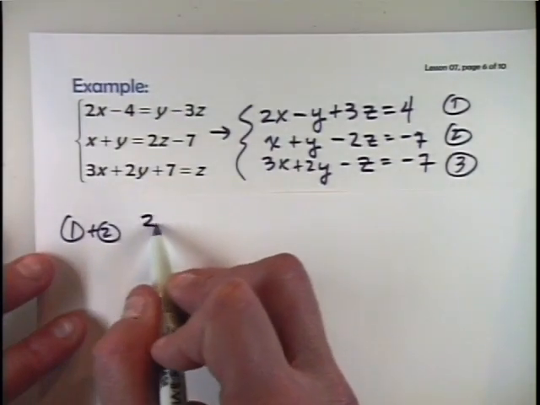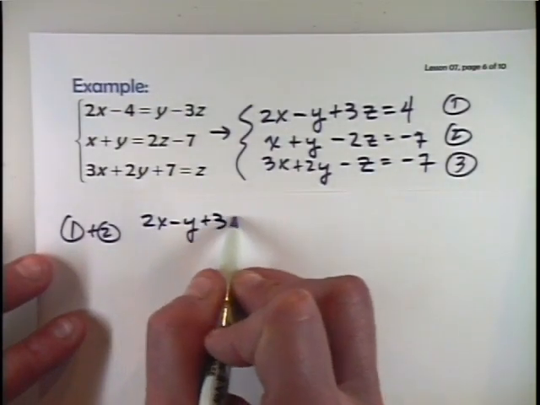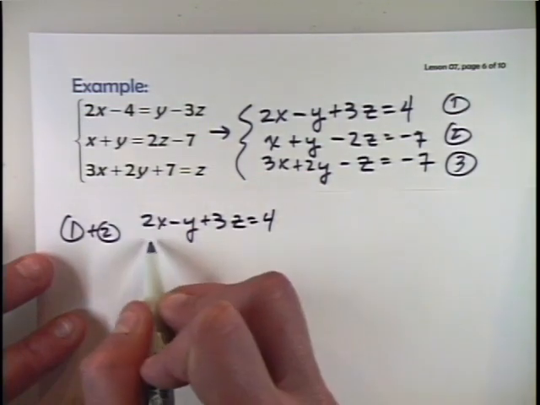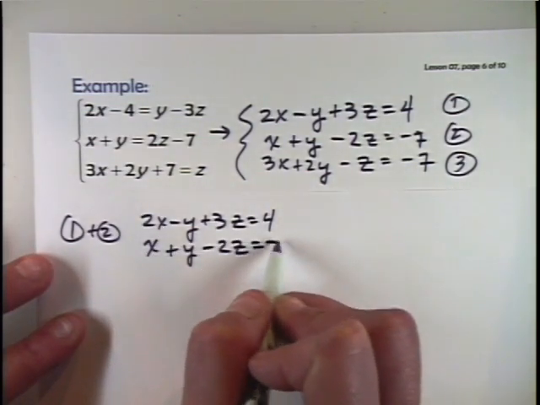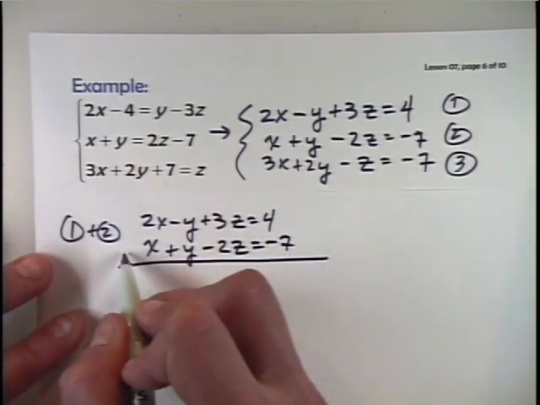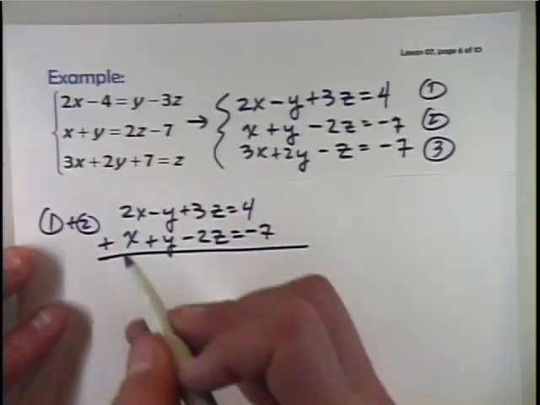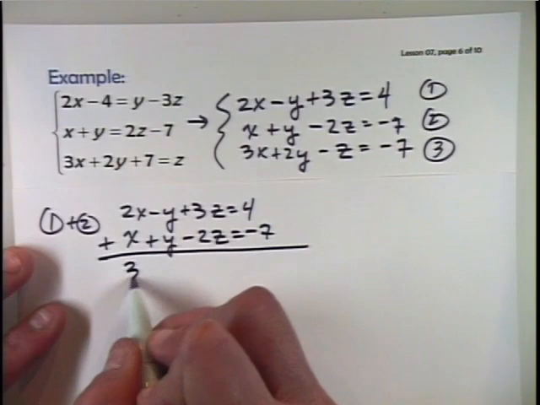So to write that out, I get 2x minus y plus 3z equals 4. And then the other equation, x plus y minus 2z equals negative 7. And since they're opposites already, I will add them. So here I go. 2x plus x is 3x.